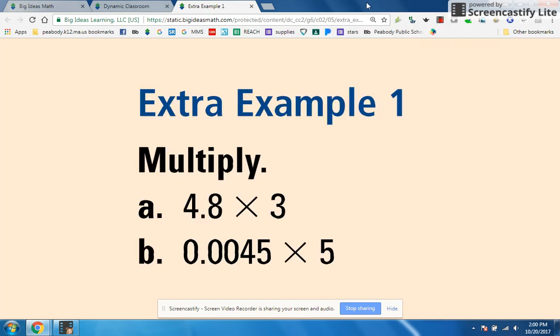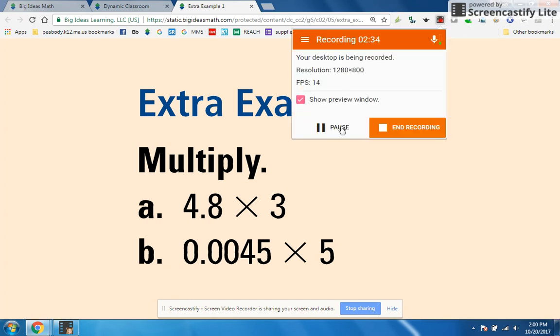All right, so you guys try these. So put the digit or the number with the most digits on top. You don't have to line them up. You don't have to add zeros. So the number that goes on the bottom, just kind of slide it to the right. Multiply like normal. Count how many digits are to the right of the decimal point, and that's how many you need to the right in your answer. So pause and try both of these.